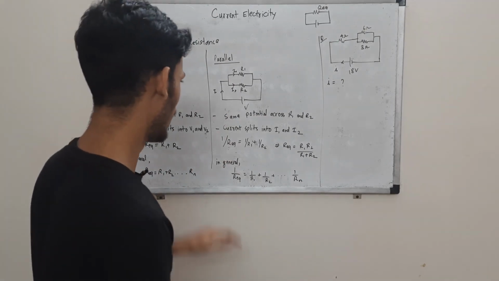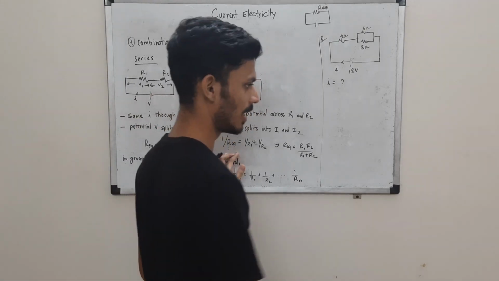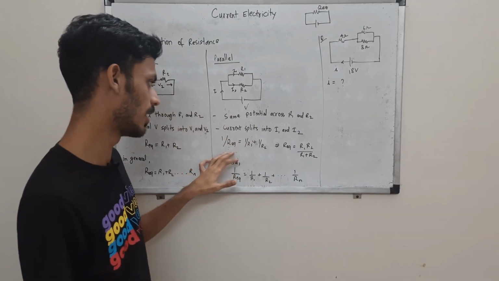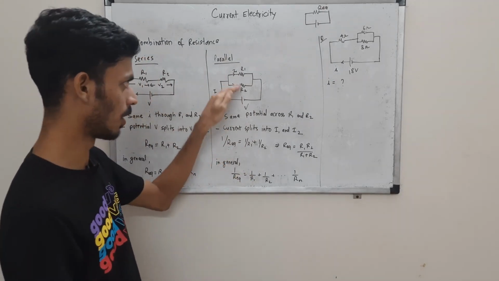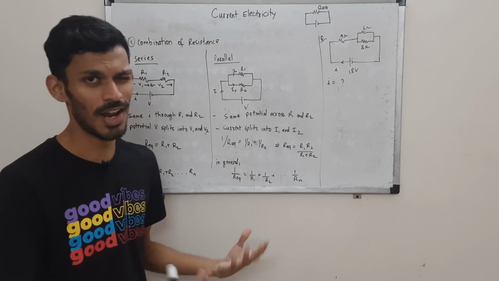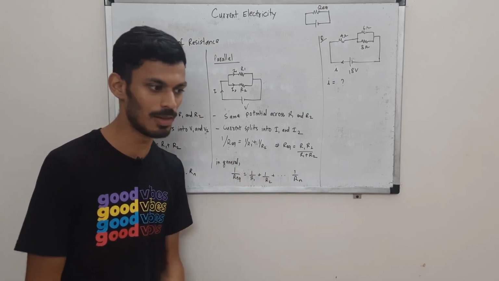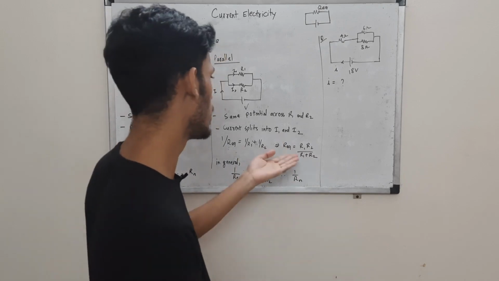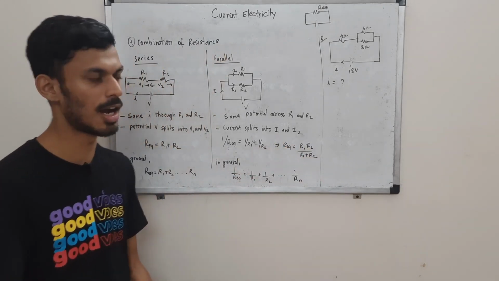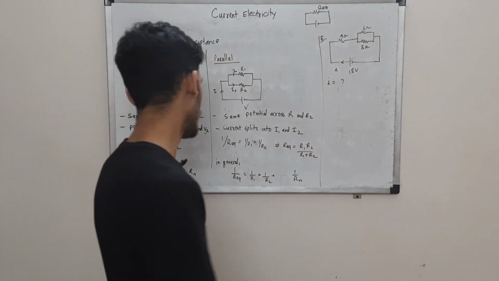Finally, the reciprocal of the equivalent resistance will be the sum of the reciprocals of these resistances. Or if you have two resistances, you can directly remember this relation: R equivalent will be product upon sum, which is R1 R2 upon R1 plus R2.